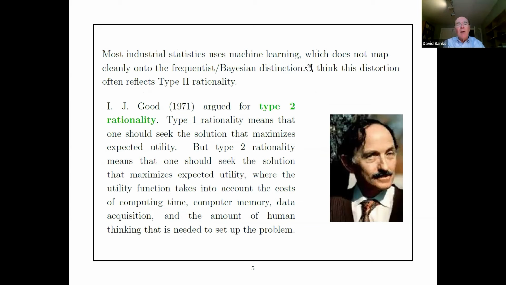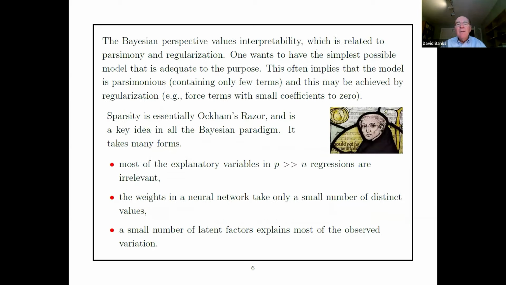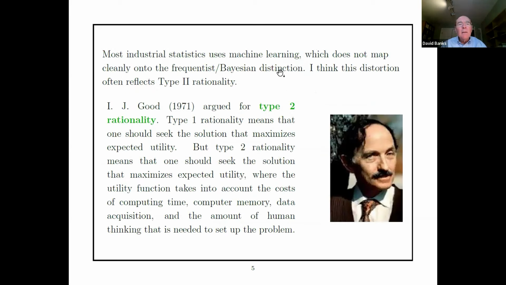Industrial statistics focuses upon machine learning, and that does not map cleanly onto the frequentist Bayesian distinction. And I think that the reason that it doesn't quite map cleanly onto it is what Jack Good called type 2 rationality. With type 1 rationality, you make the decision that maximizes your expected utility. But with type 2 rationality, you make the decision that maximizes your expected utility, where your utility function takes account of the cost of computer memory, the cost of computer time, the cost of data acquisition, the human time that it takes to set up the problem. All of that stuff fits into your utility function. And consequently, although a Bayesian might aspirationally want to do Markov chain Monte Carlo, we recognize that that can take a long time to run, and maybe a variational approximation is a good enough solution for the problem at hand.